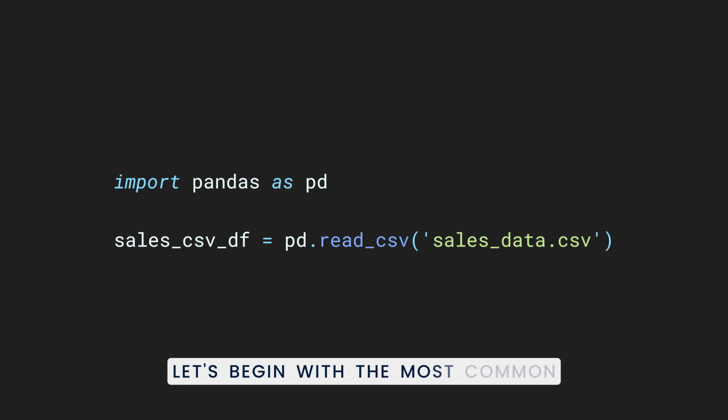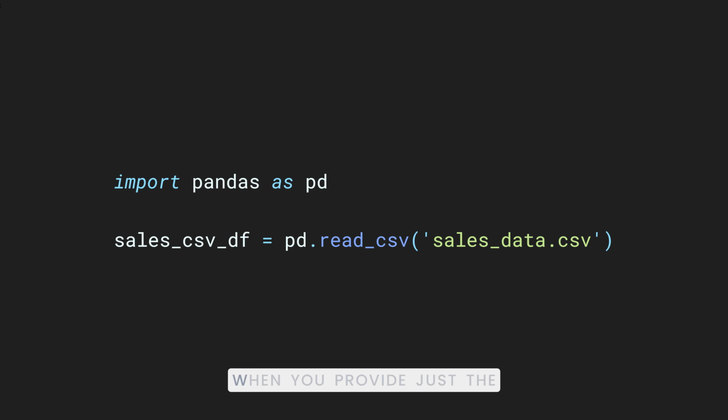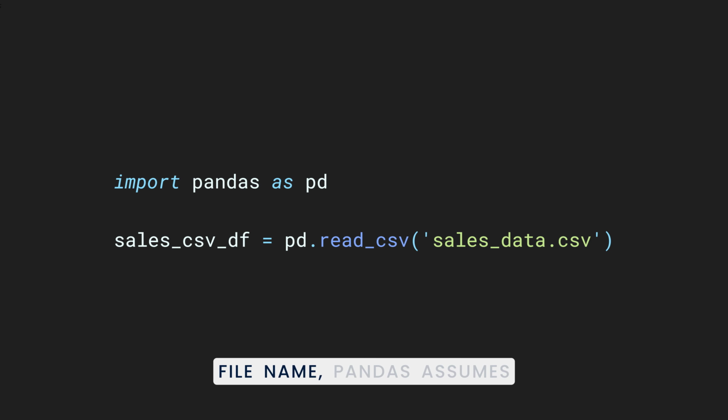Let's begin with the most common data format, which is CSV, comma-separated values. Pandas provides a simple way to read it using the read_csv method. When you provide just the file name, Pandas assumes the data is separated by commas and that the first row contains the column headers. This works well for most standard CSV files.